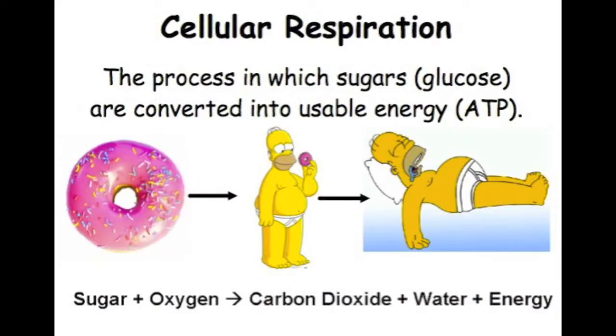The equation for cellular respiration is as follows. The reactants are a simple sugar, usually glucose, and 6 molecules of oxygen. The products of cellular respiration include 6 molecules of carbon dioxide, 6 molecules of water, and energy in the form of ATP molecules, usually about 32 to 38 molecules.